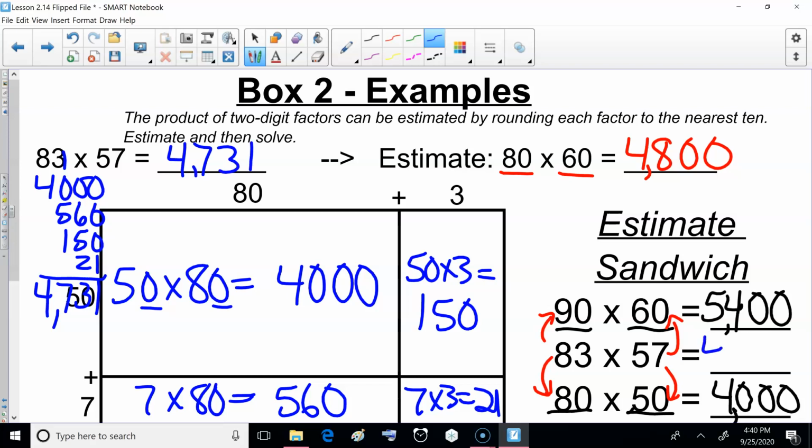Notice 4,731 is in between these two numbers, which makes me feel good. And if we also look, this one's pretty close to our even closer estimate of 80 times 60, where we rounded up to the closest 10 value of that number.